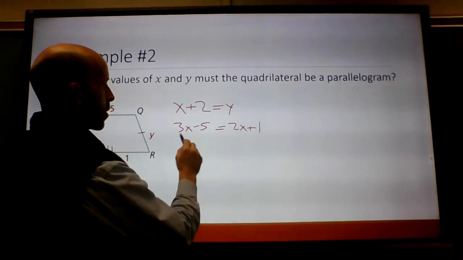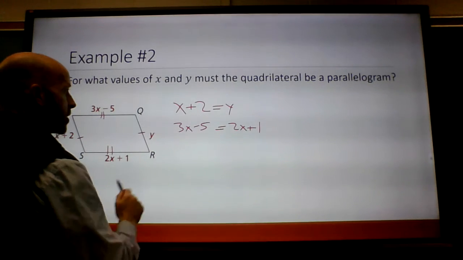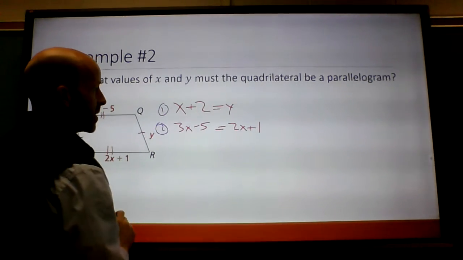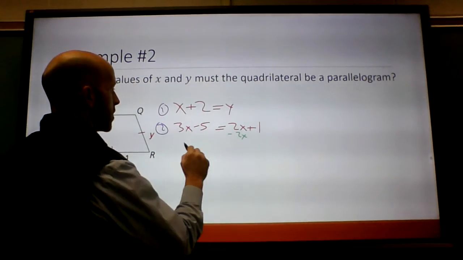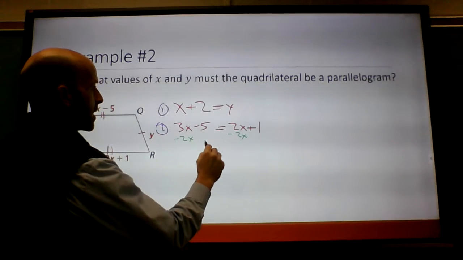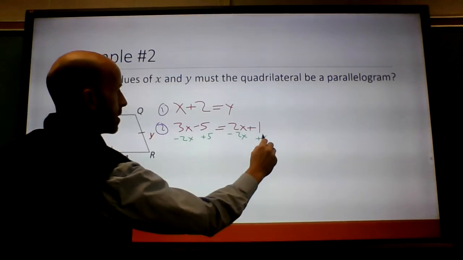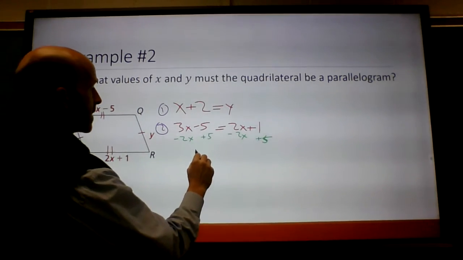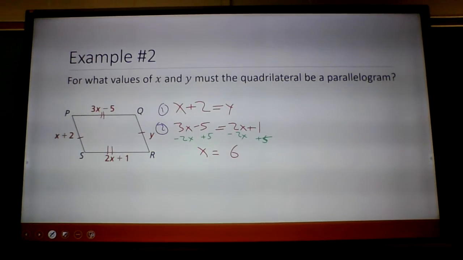I'm going to work with this equation here. Let me show a little bit of work. Here are our original equations. I'll call this equation 1 and equation 2. Now I'm going to work specifically with equation number 2. So I could subtract 2x, and then I could add 5 to both sides. That's going to give us x is equal to 6. So x has to be equal to 6.